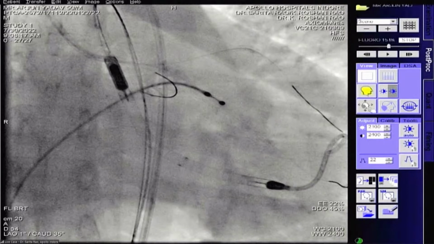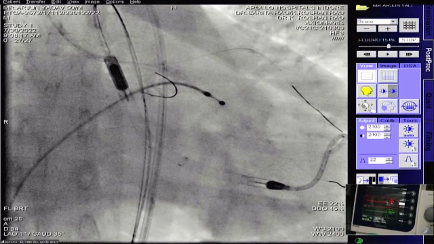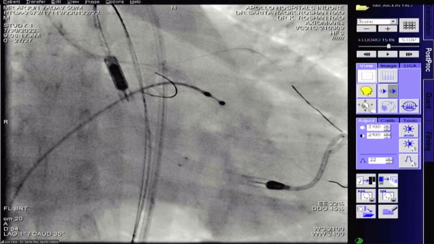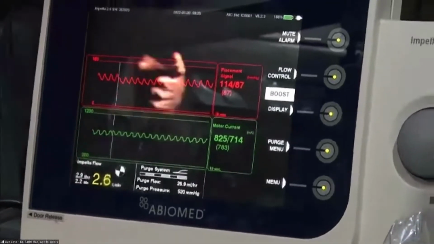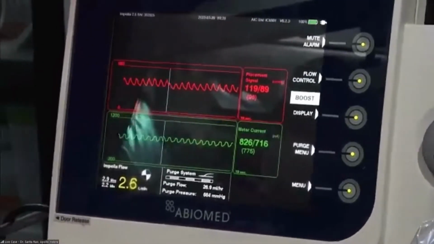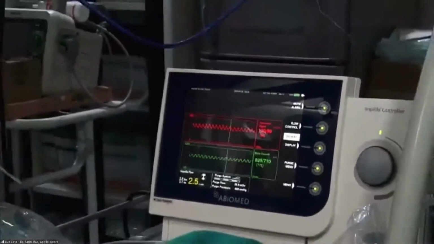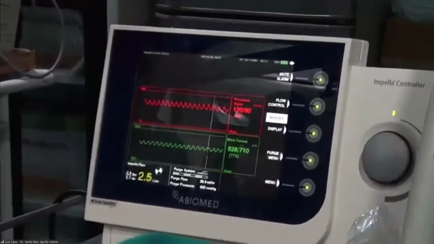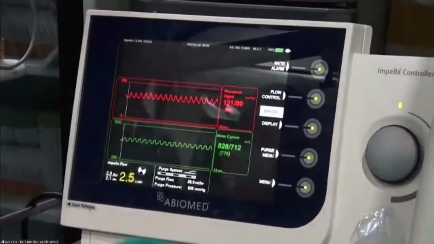Can they show the hemodynamics on a different screen? Show us the impeller, please, and on the console. Can somebody show that? Are you able to see it now? No, not yet. Can somebody show the hemodynamics of the impeller and of the screen both? 120 by 80. That's good.